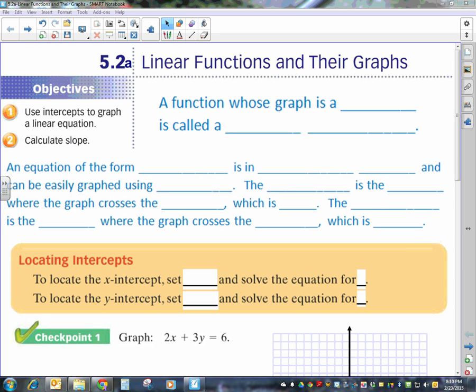Okay, today we start talking about linear functions and their graphs. So what we need to remember is that my airliner doesn't always work. A function whose graph is a line is called a linear function.